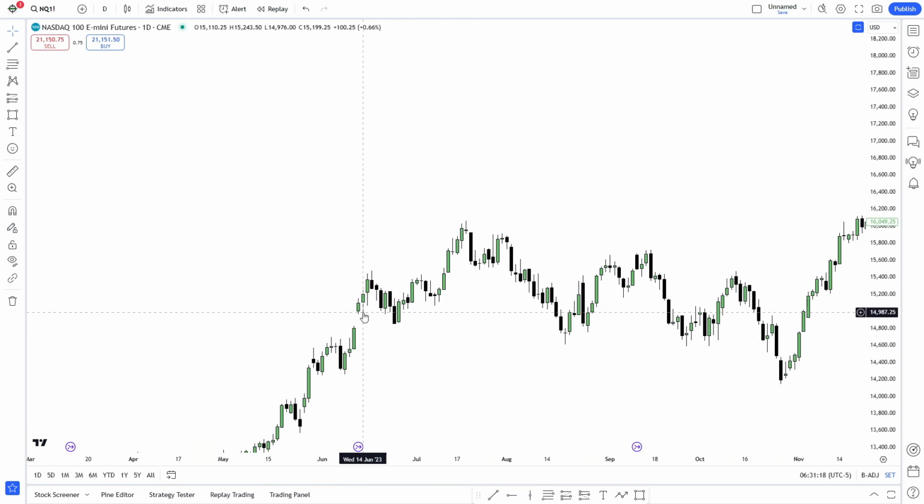Alright, fair value gap. This is something referred to as a liquidity void, where between 2 candles there is absolutely nothing, it's just blank space. But as you can see, we still fill in this gap, which is another type of inefficiency right there.